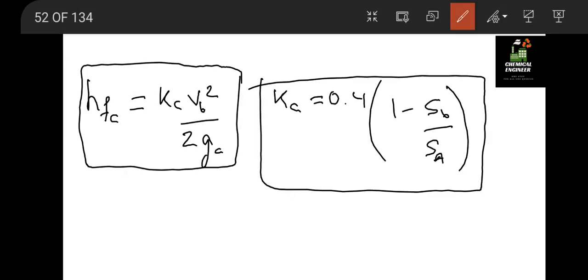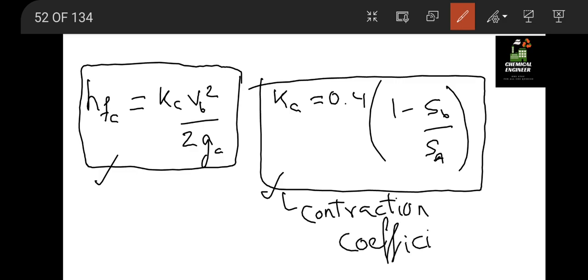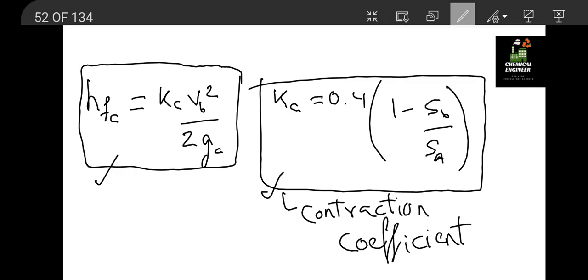Second, we have contraction, so compression or contraction, anything. For that we have HFC equal to Kc into VB square divided by 2. Here V is the average velocity, A is the upstream and B is the downstream. Contraction always occurs in the downstream, that is what we have assumed. Kc is the contraction coefficient, which is given as 0.4 into (1 minus SB by SA). Please note down this equation as well.